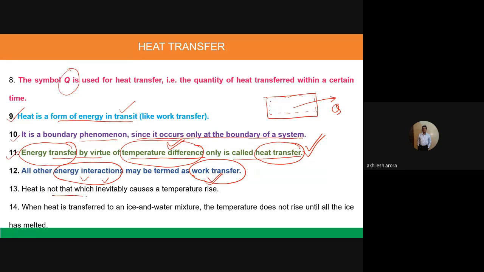Heat does not inevitably cause a temperature rise. So it is not necessary that when heat is transferred from one body to another, the temperature of the other body will increase. For example, if it is a mixture of ice and water, the temperature does not rise until all the ice has melted. So this you already know.